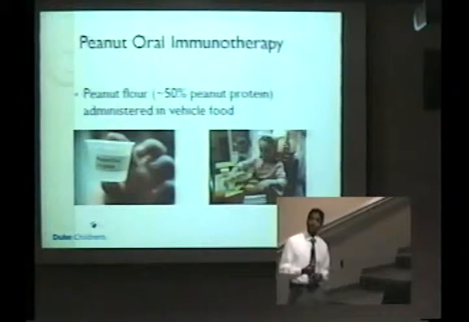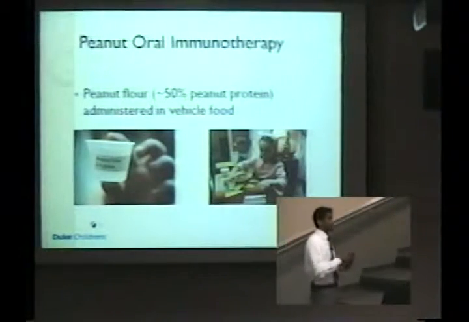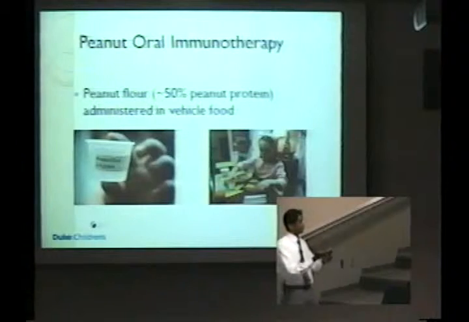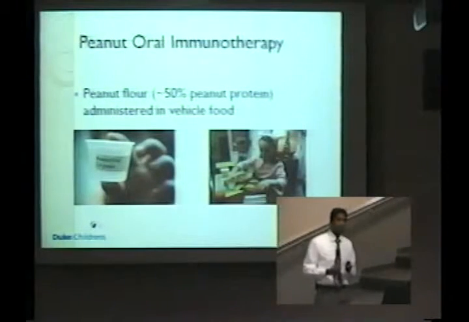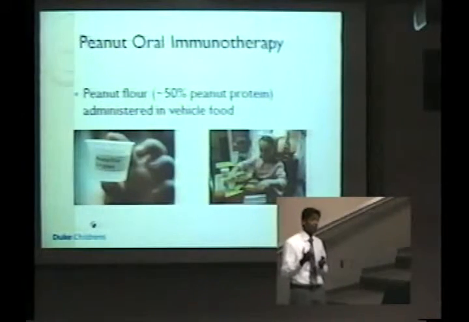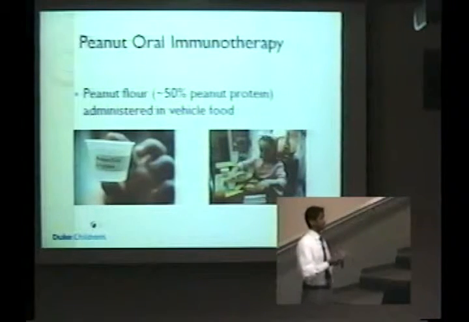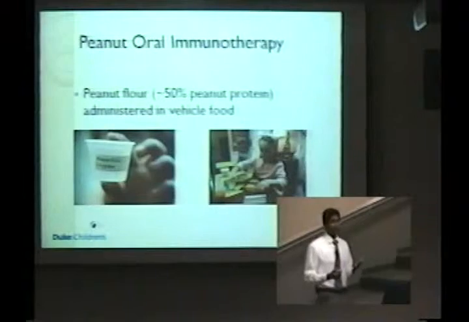So peanut oral immunotherapy, it's peanut flour. You take this defatted, dry roasted peanut powder. It's about 50% protein, and we administer it in a soft food, chocolate pudding, applesauce, whatever the patient will tolerate.